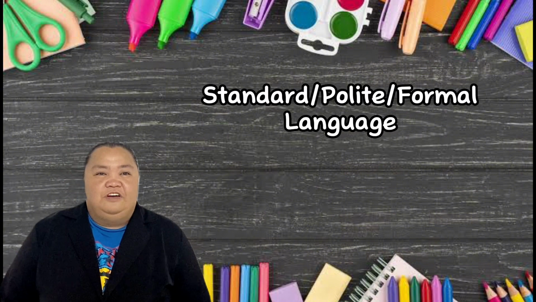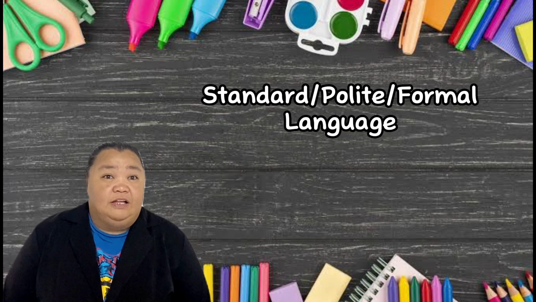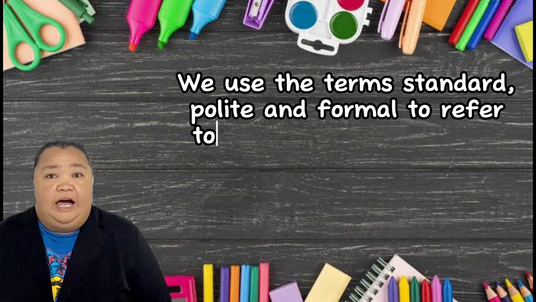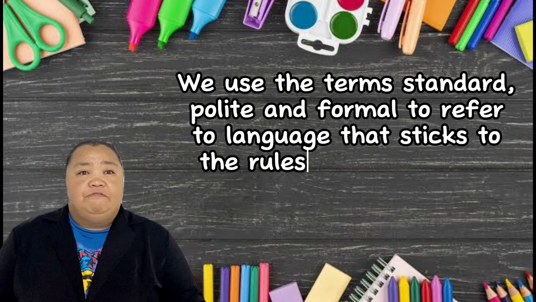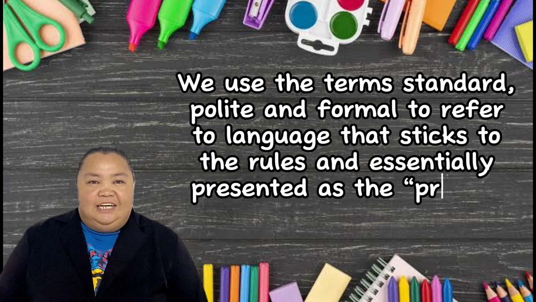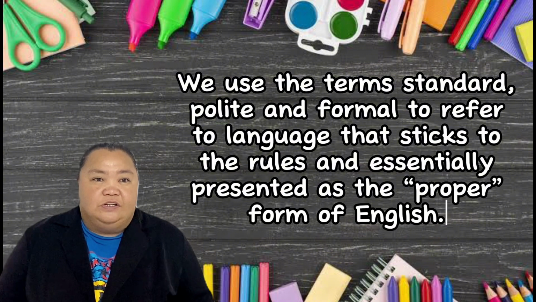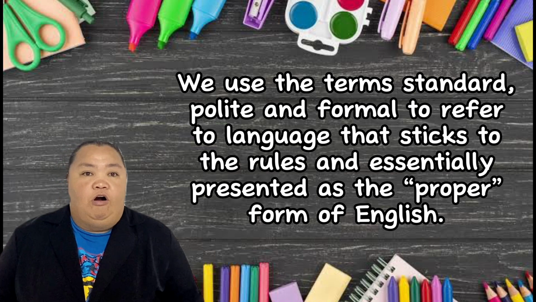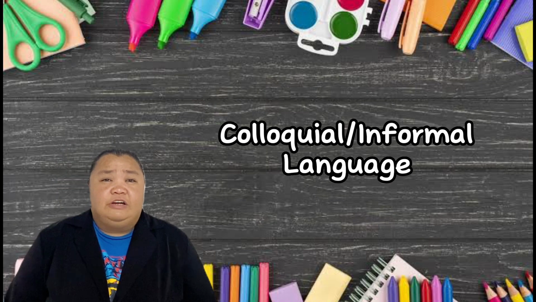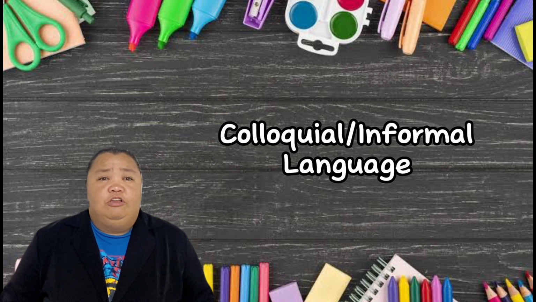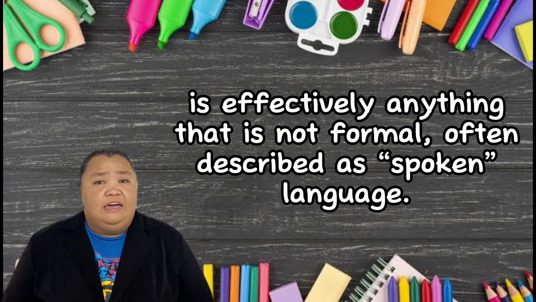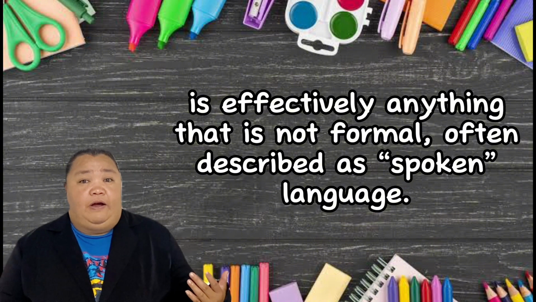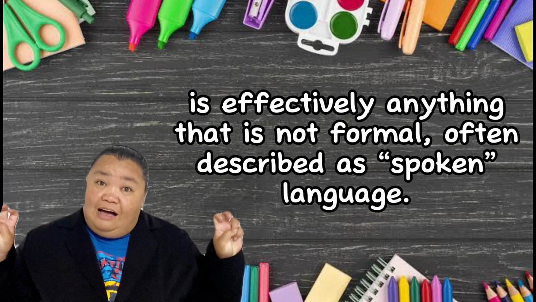First, standard, polite, or formal language. We use the terms standard, polite, and formal to refer to language that sticks to the rules and is essentially presented as a proper form of English. Next is colloquial or informal. Colloquial language is effectively anything that is not formal, often described as spoken language.